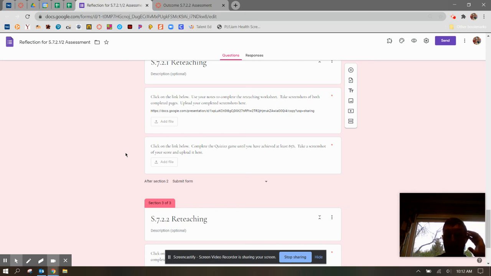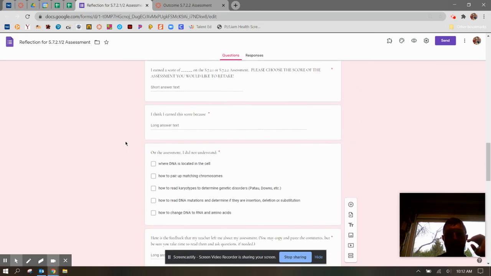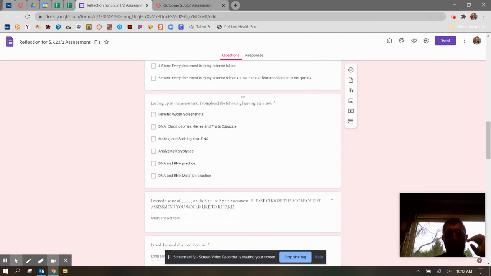One additional thing, in order to have your opportunity to retake either of your assessments, you will have to have all of your homework finished. So that would be genetic vocab screenshots, that would be your Edpuzzle, that would be making and building your DNA, and that would be analyzing karyotypes. All of those need to be complete in order to have an opportunity to retake.